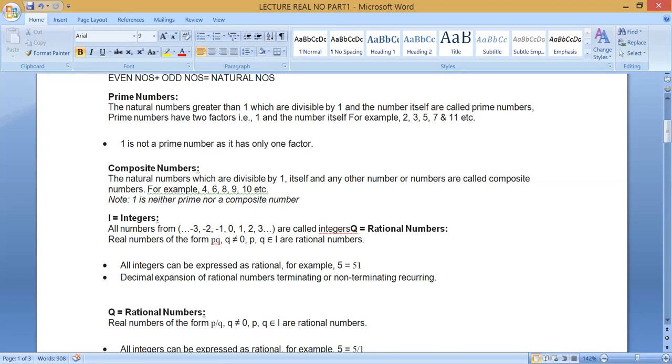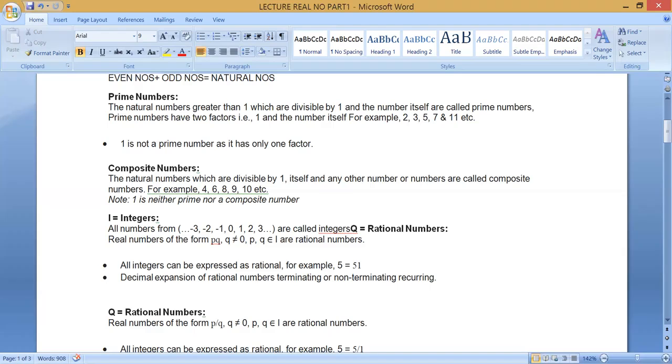Composite numbers are the numbers which are not prime, because 1 plus prime numbers plus composite numbers, you will get natural numbers. So here, the natural numbers which are divisible by 1, itself, and any other number are called composite numbers. For example, you can have 4, 6, 8, 9, 10, etc. 1 is neither a prime number nor a composite number.